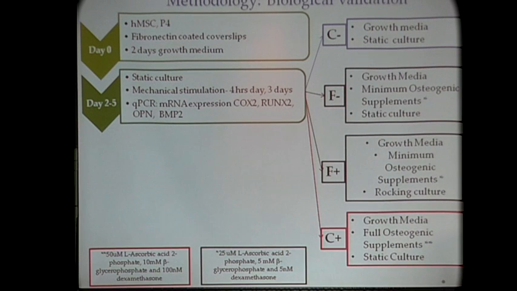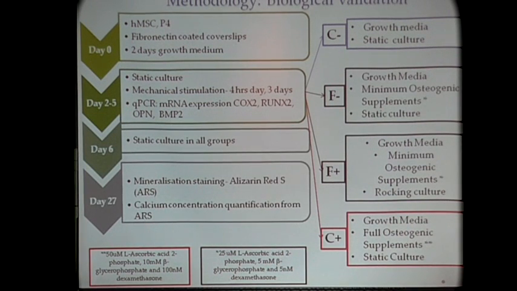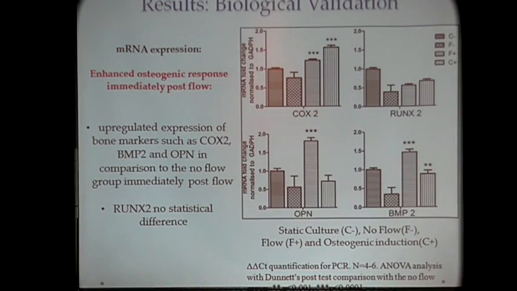The use of the no-flow control will delineate specifically the effect of flow independent of osteogenic supplements, as they are used to support the osteogenic process. So immediately post-flow, the mRNA expression of osteogenic factors was quantified. Additionally, the cells were grown for 21 days to identify whether I have functioning osteoblasts depositing bone matrix using alizarin red staining and the calcium concentration in the matrix deposited.